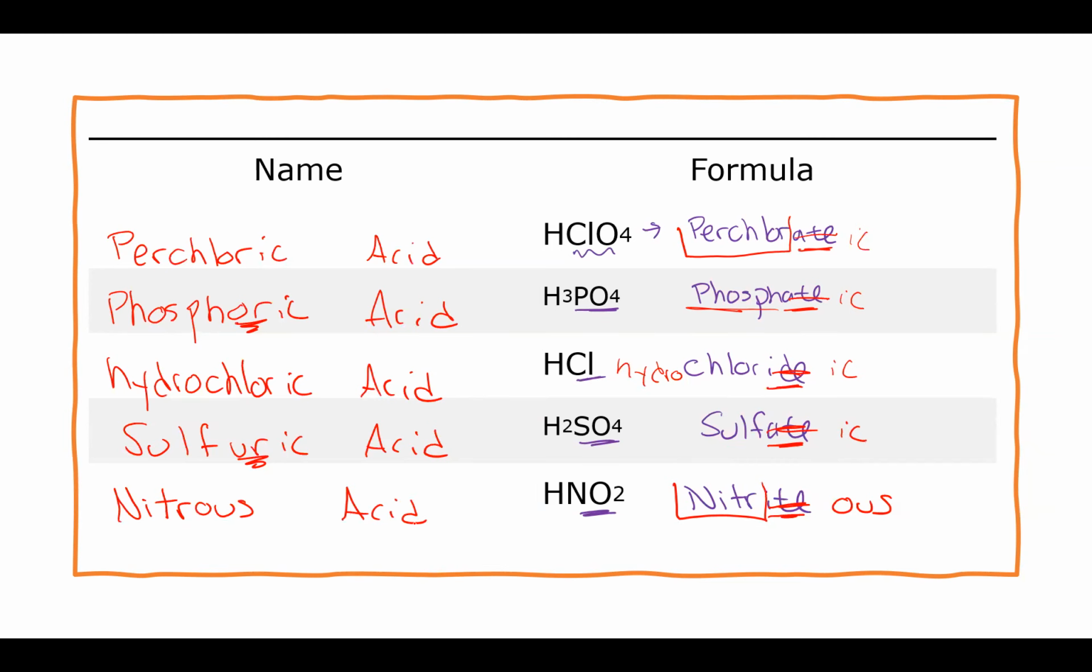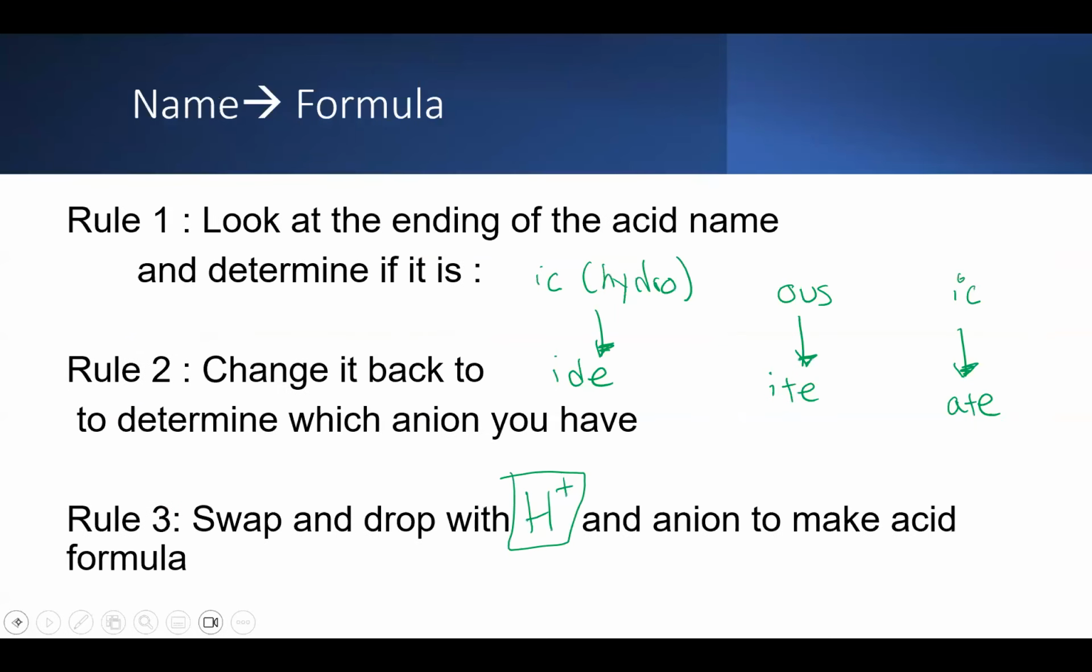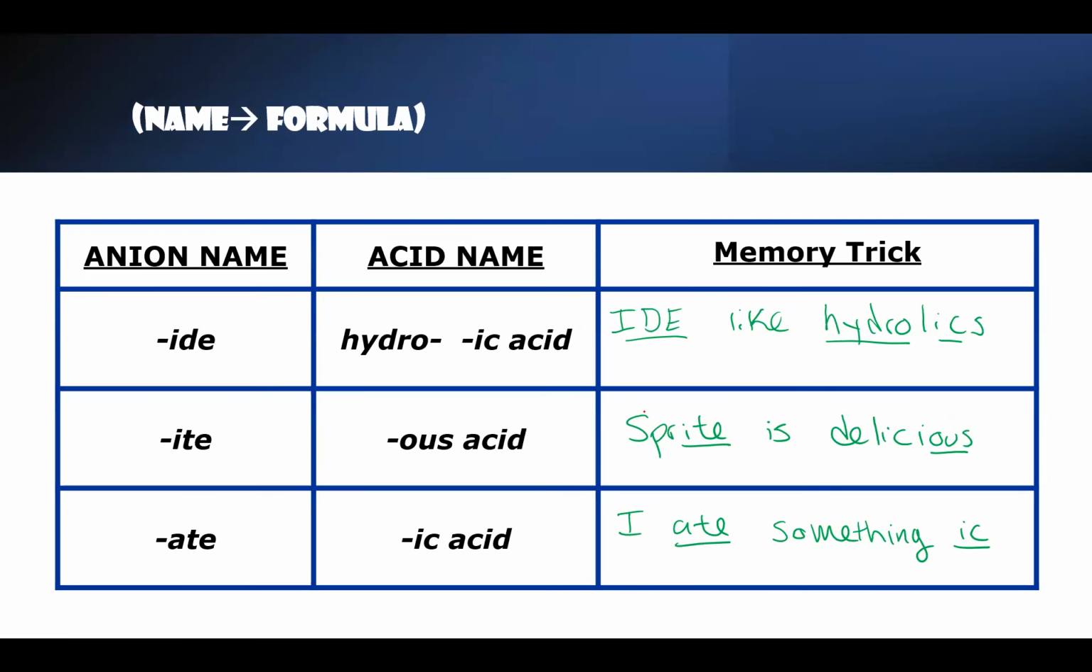So that is essentially how we're going to name acids. It's all based on those original 3 things that we saw, our memory cues, essentially. So knowing how it ends and what it changes to, you should be able to convert any acid to a name or any name to an acid.